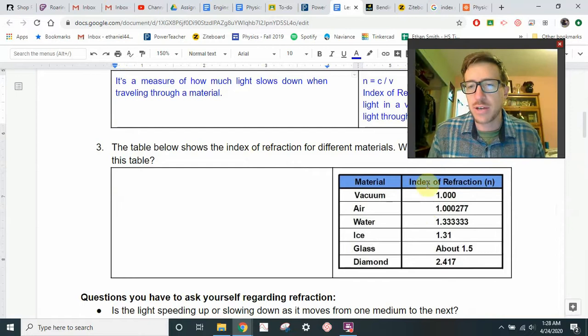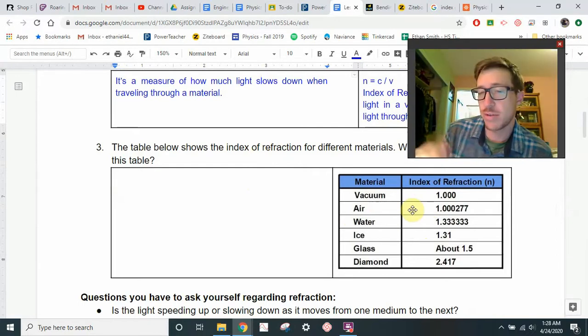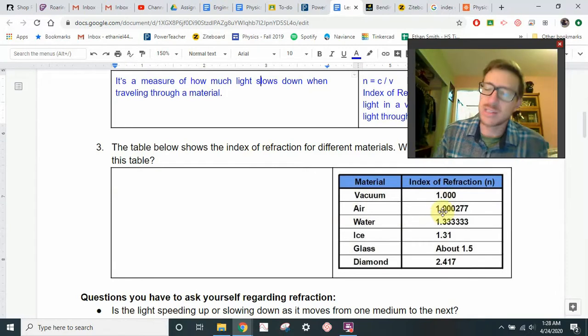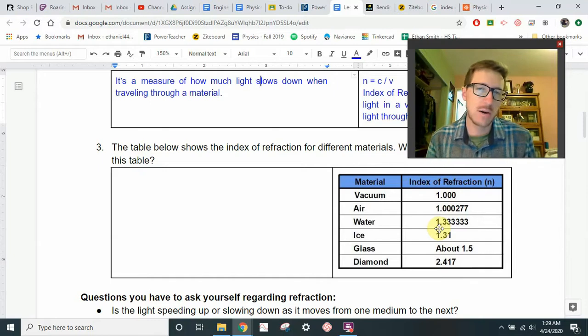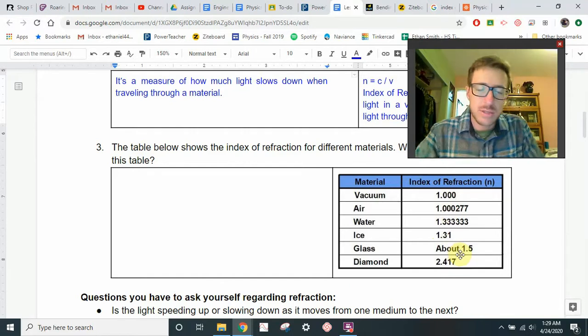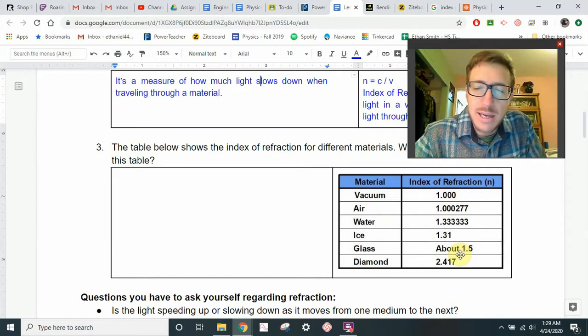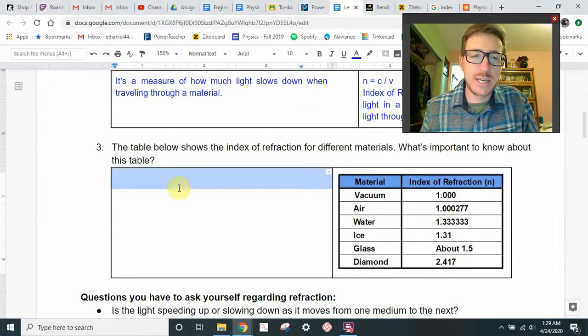So if we look at the index of refraction of a few common things, in a vacuum there is kind of no index of refraction. It's still traveling at the speed of light, so the index of refraction becomes 1. When traveling through air, it travels just a little bit slower. Through water, it's 1.3 times as slow as it would normally be in a vacuum. And in glass, it's about 1.5, depending on the type of glass. And in something like a diamond, which is relatively dense, those atoms are quite packed, it goes almost 2.5 times as slow, which is pretty incredible. So what's important to know about this table here?